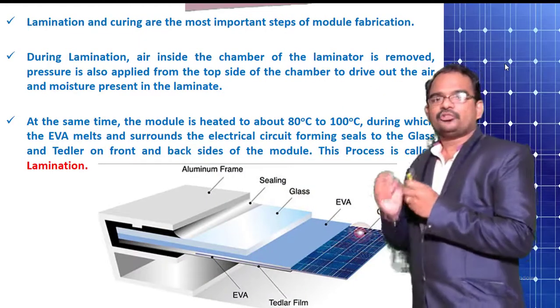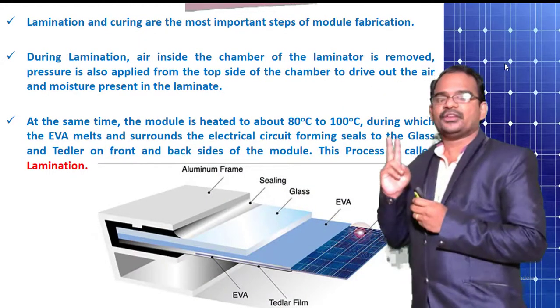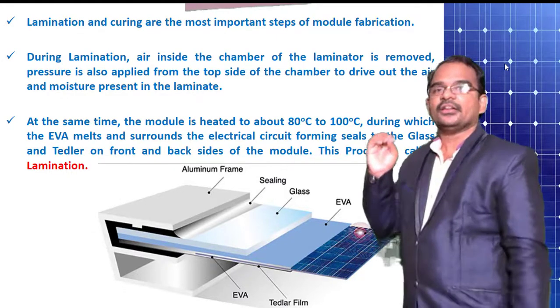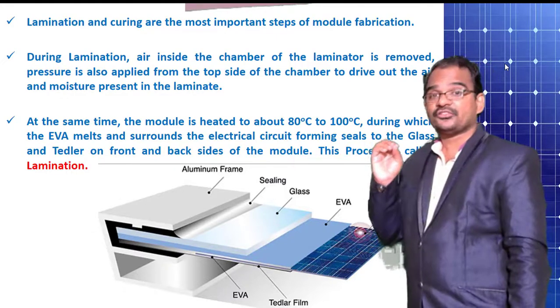See, there are two important steps in PV module fabrication. They are lamination and curing. So what are these steps?